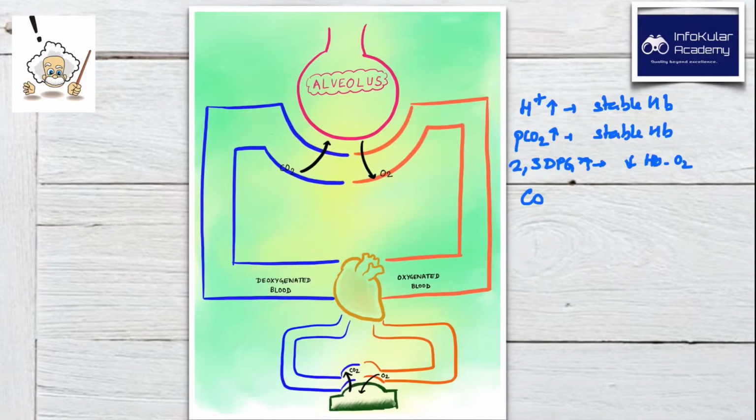Now, all of these, that is pH or carbon dioxide, 2,3-DPG, all of these conditions will be bringing about either a right shift to the curve or a left shift.